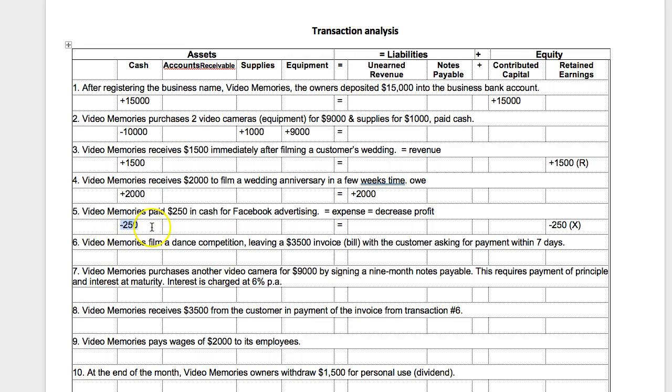It does balance. Okay, could you please pause the video now, and could you please complete the rest of those transactions? You can download this document and fill it in yourself. Once you've done that, start the video again.